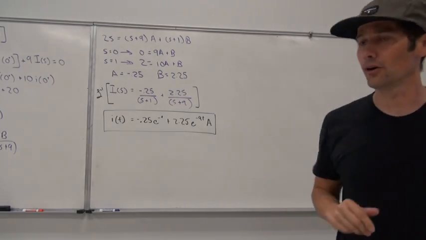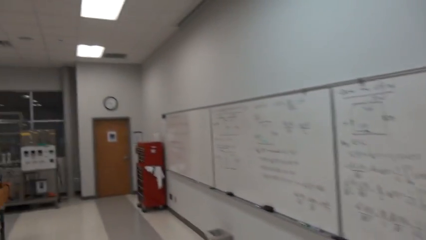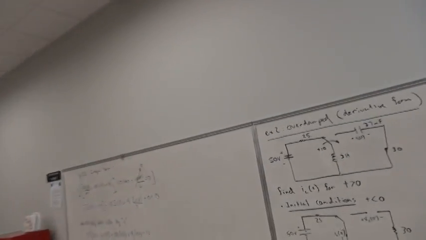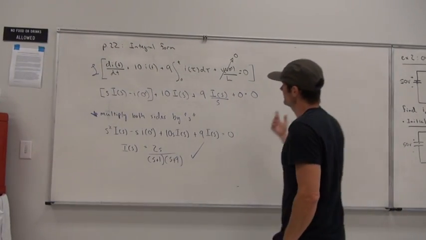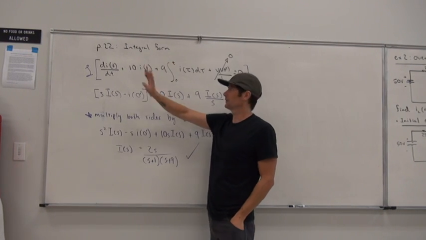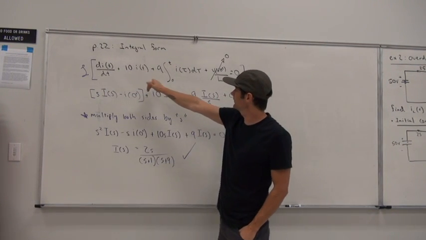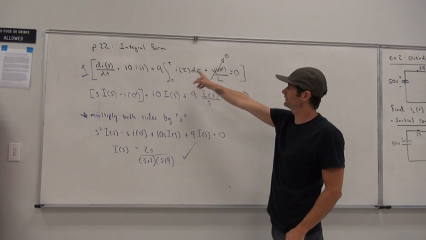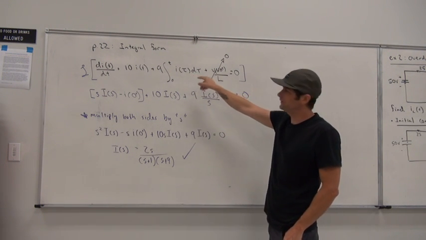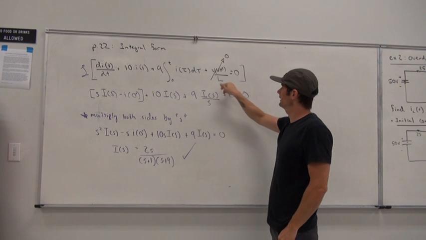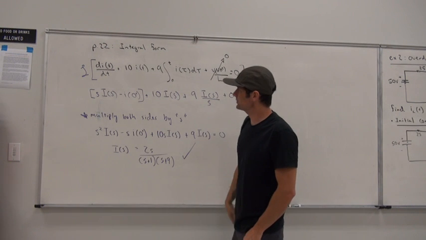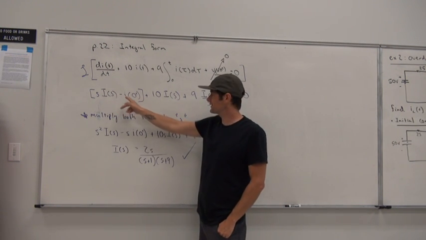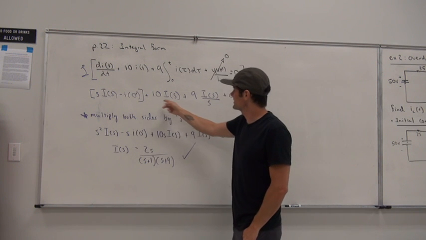Let's take a look all the way down here. So now looking at page 22, we go back and reconsider that integral form. di(t)/dt plus 10 I of t plus 9 times the integral from 0 to t of I(tau) d tau plus Vc of 0 plus divided by L is equal to 0. Let's take its Laplace transform directly. We get s times I of s minus I of 0 plus 10 times I of s.